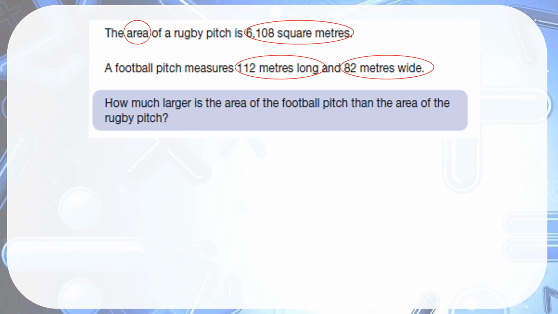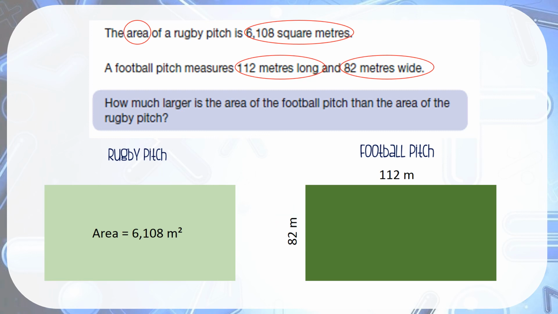Okay, so the first question. The area of a rugby pitch is 6,108 square metres. A football pitch measures 112 metres long and 182 metres wide. How much larger is the area of the football pitch than the area of the rugby pitch? Now, as you can see, I've identified some key information in those sentences just to make sure that I know what it is that I'm dealing with.